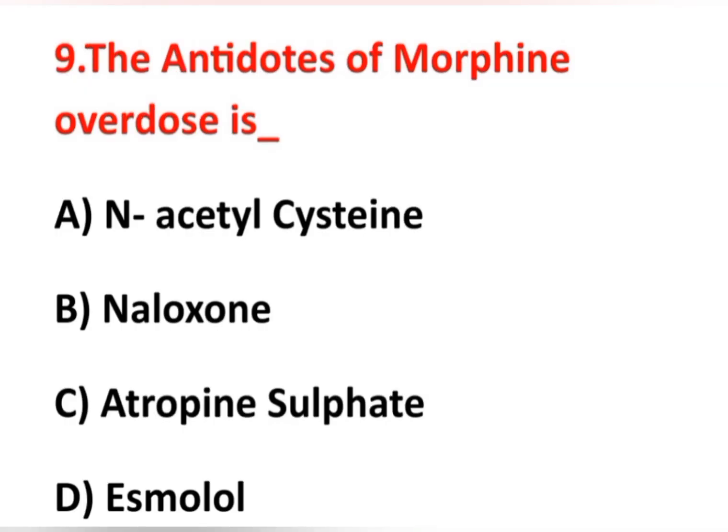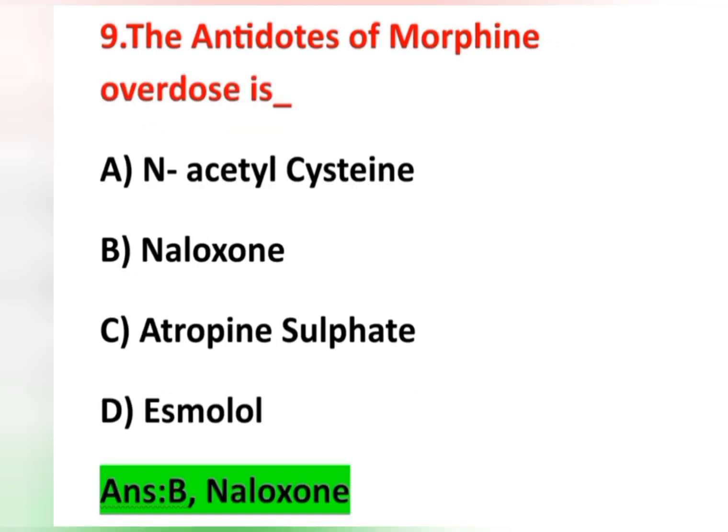Ninth question, the antidote of morphine overdose is. Options are option A N-acetylcysteine, option B naloxone, option C atropine sulfate, option D esmolol. Here our question is, what is the antidote of morphine overdose? Antidotes are a very important area.